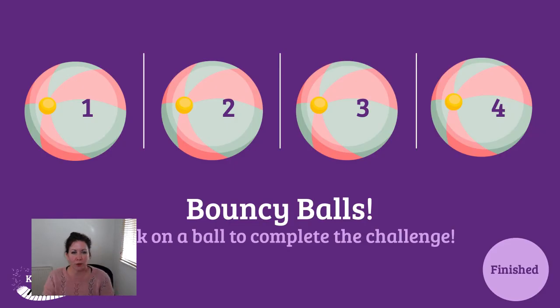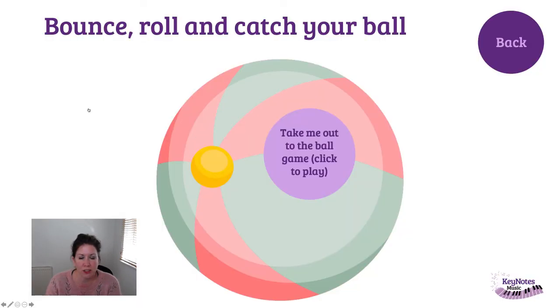Okay, so then we have our normal challenges that we've been doing in all of the other little KeyNotes lessons so far. The first one is going to take you to a song, Take Me Out to the Ball Game. It's quite a steady tempo, with lots of instruments and backing. And I would encourage them to roll their ball around, throw it, catch it, whatever their parents are going to let them do with it.